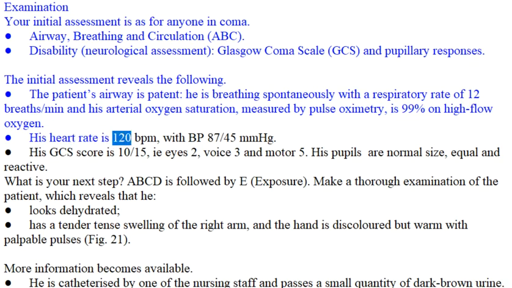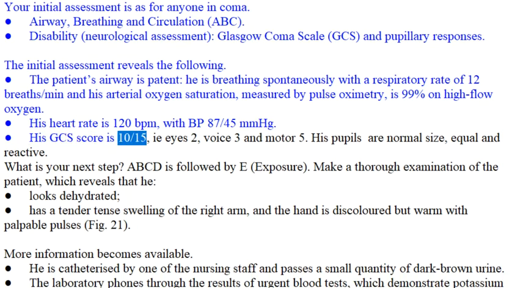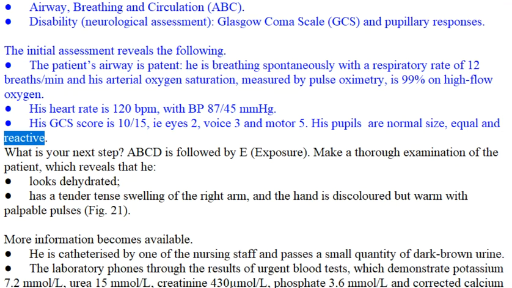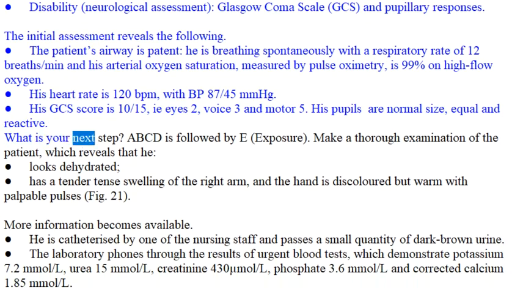His heart rate is 120 bpm, with BP 87/45 mmHg. His GCS score is 10/15, i.e. eyes 2, voice 3, and motor 5. His pupils are normal size, equal and reactive. What is your next step?